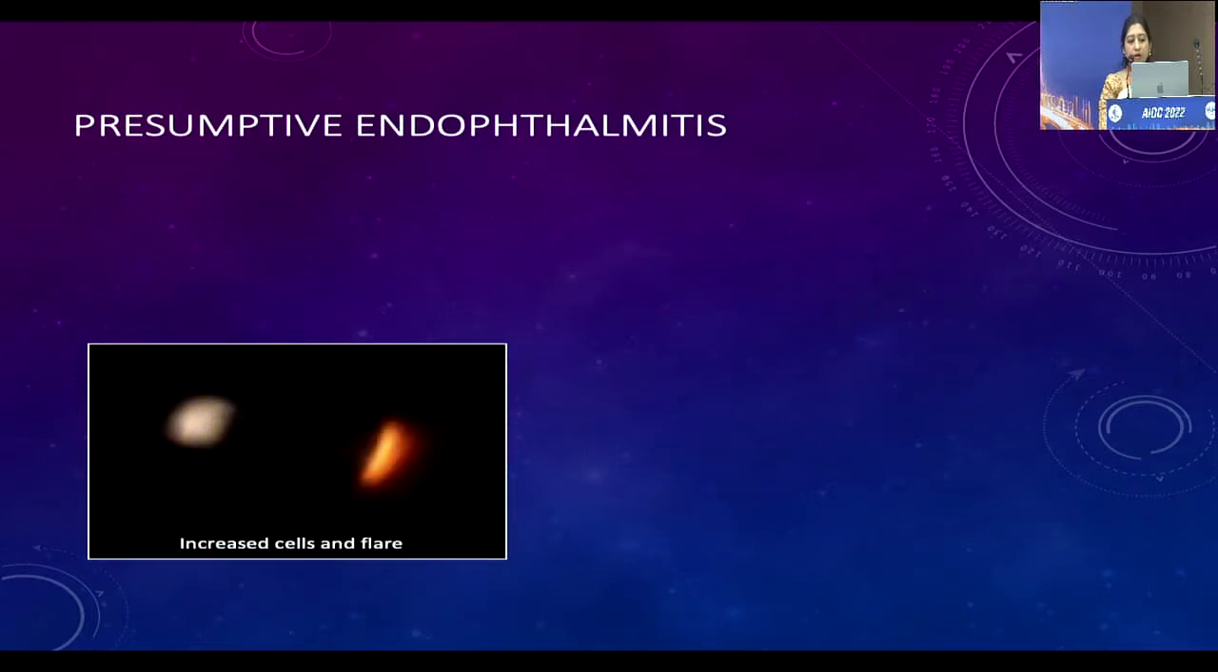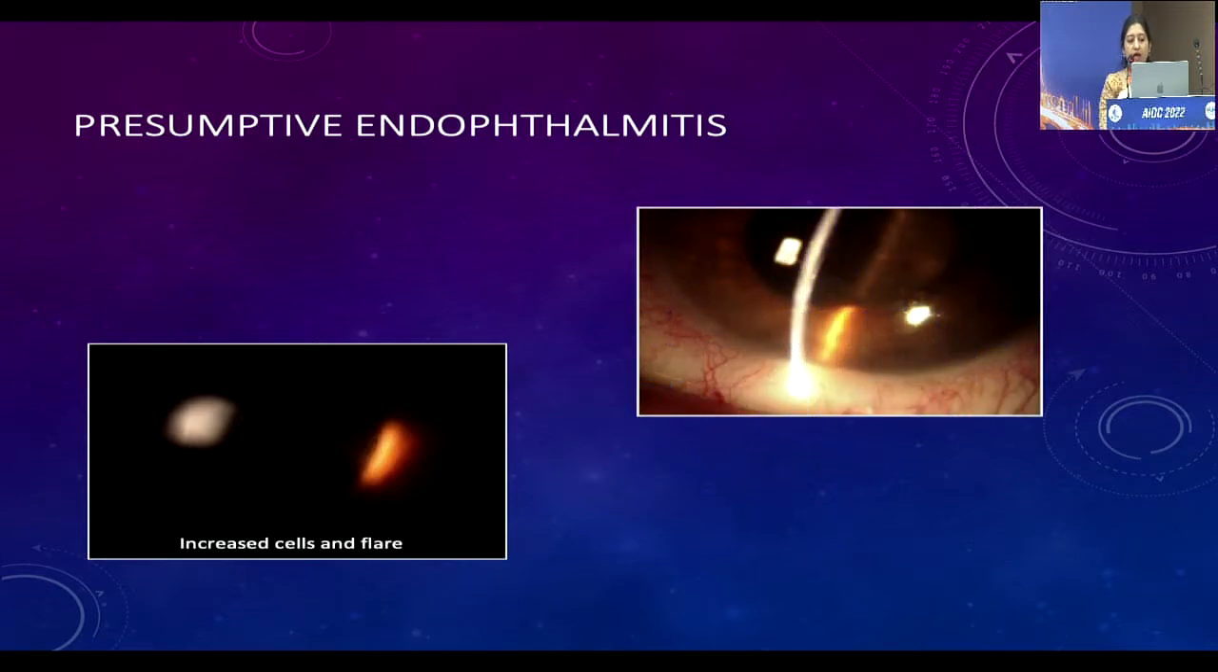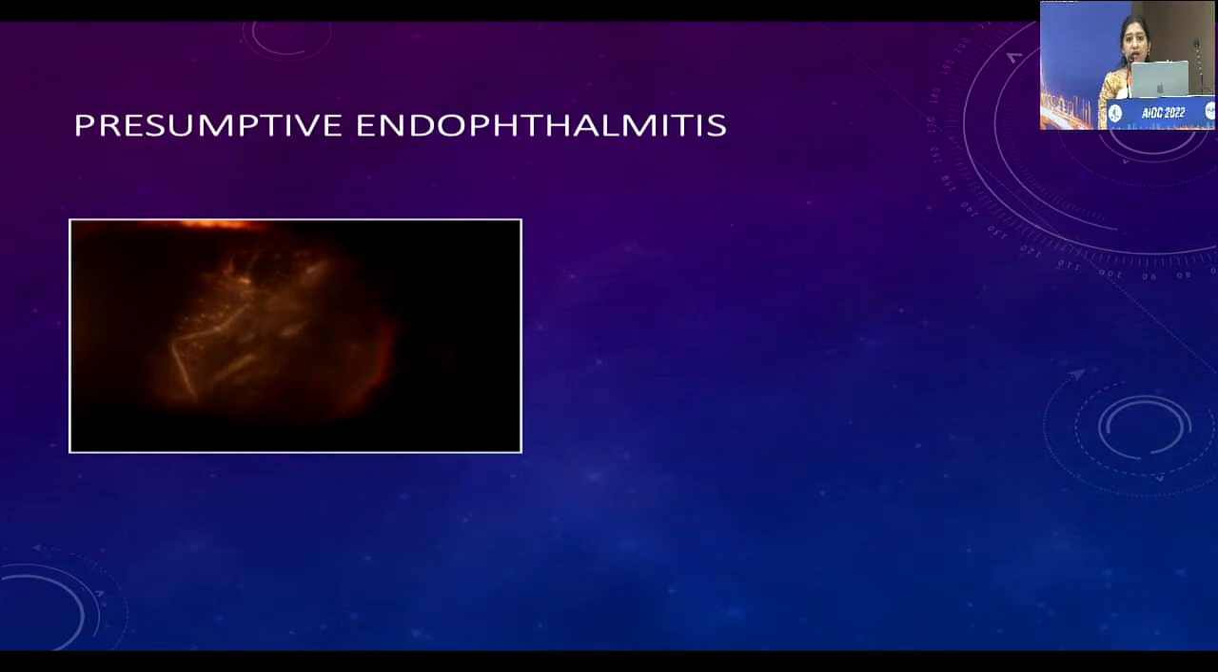Sometimes patients come with increased reaction like increased cells, flare, presence of hypopyon, and in addition to that, there is so much fibrin in the pupillary area that it is very difficult to see the vitreous in such cases.